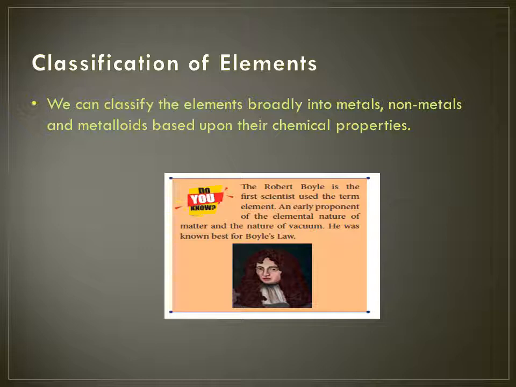Classification of elements. We can classify the elements broadly into metals, nonmetals and metalloids based upon their chemical properties. Do you know that Robert Boyle is the first scientist who used the term element, an early proponent of the elemental nature of matter and the nature of vacuum? He was known best for Boyle's law.